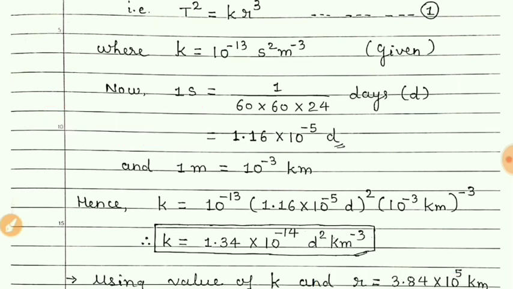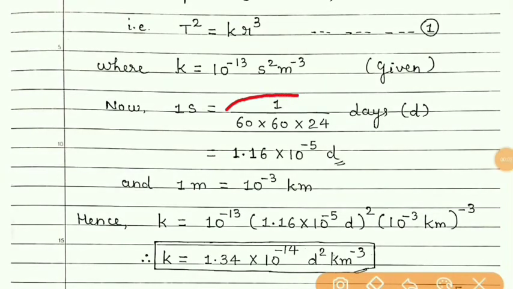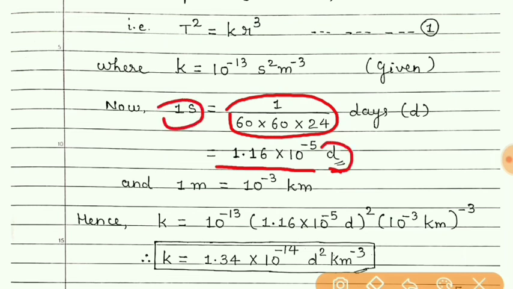And that's why I have converted this second to days. Symbol is D. So calculating this, we will get 1.16 into 10 raised to minus 5 day. So here we have converted second to day.